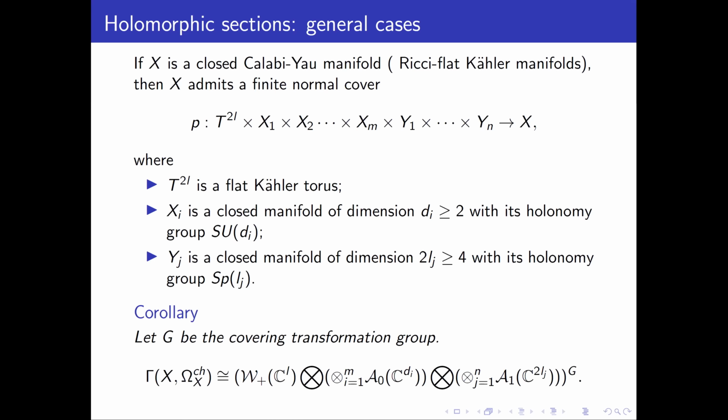Then immediately we get the following corollary. If G is the covering transformation group, then the global section of X is the G-invariant part of the global section of the covering space. And by the previous special case, we can find the global section of the covering space. So we immediately get the global section on X. Here, W plus CL is the global section on the flat Kähler torus, and A sub 0 is on Xi, and A sub 1 is on Yj's.